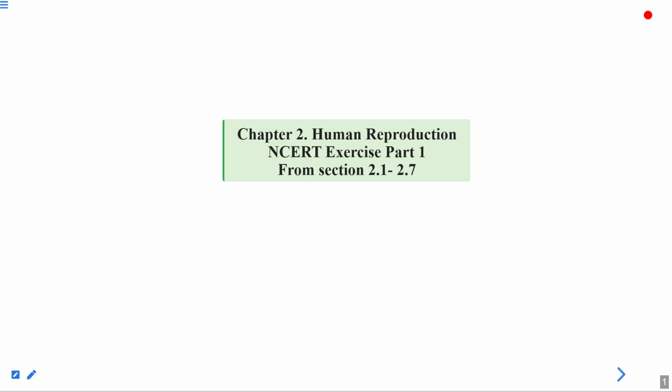Today we'll be discussing the NCERT exercises for the chapter Human Reproduction. This is part 1 of the lecture. We will discuss some of the exercises in this lecture and try to complete all the exercises, and some of the questions we will complete in the next session.